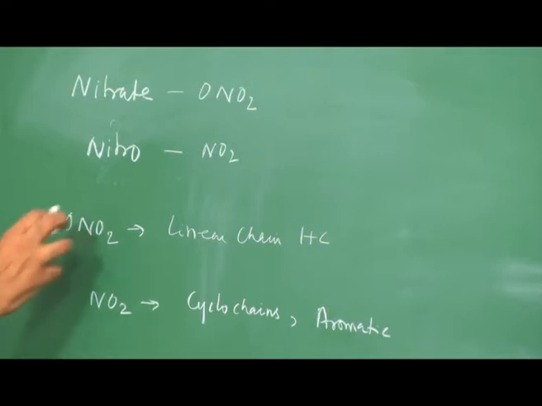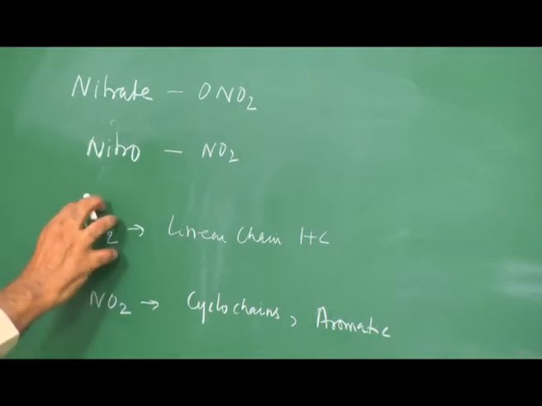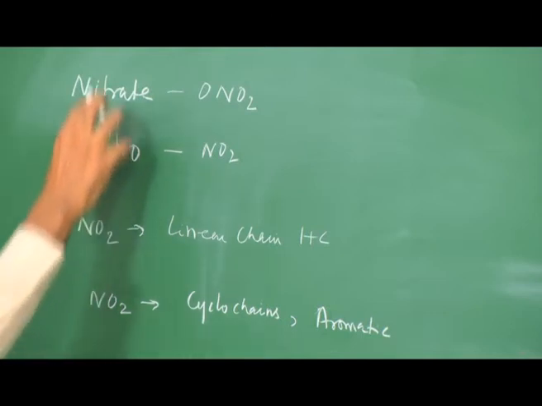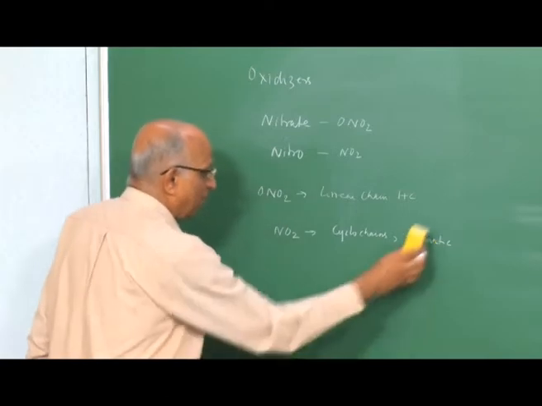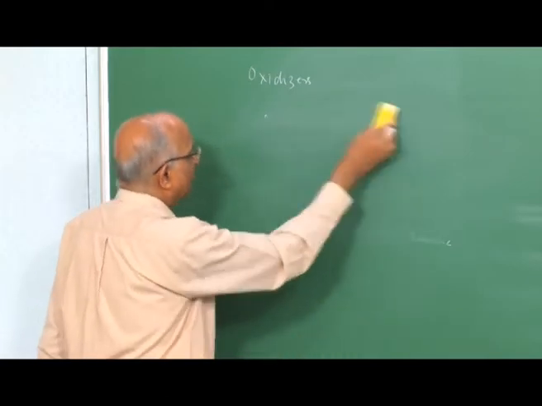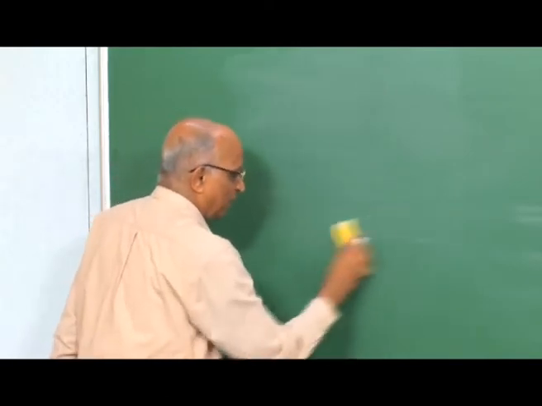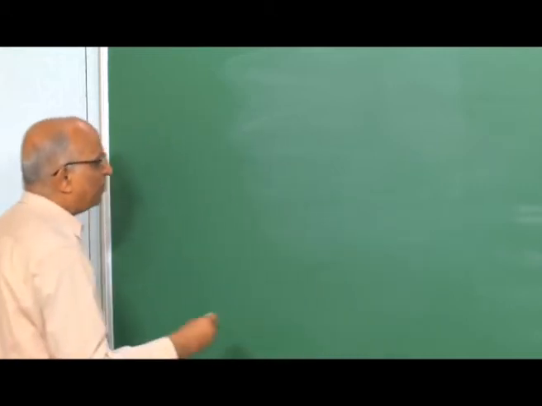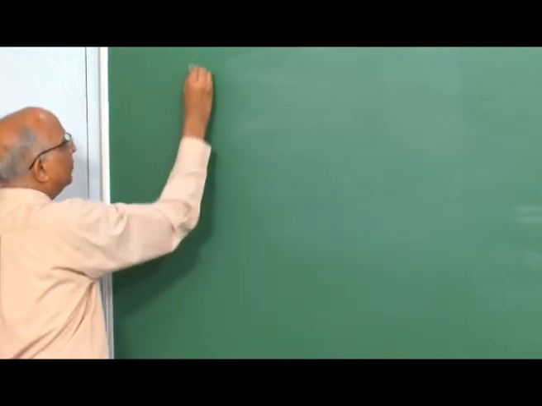Therefore, we will try to see how ONO2 and NO2 combine, and on the basis of what we discussed for the different hydrocarbon fuels, namely the aliphatic and aromatic, let us find out how the explosive is formed. Let us begin with methane.